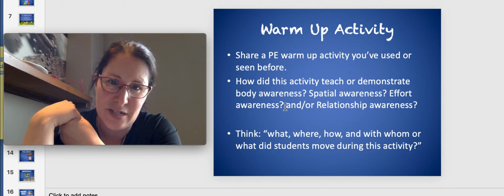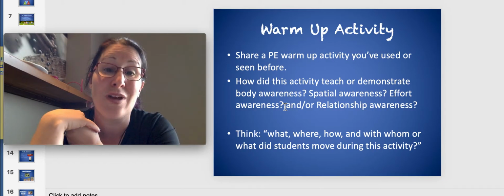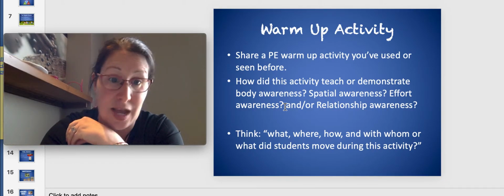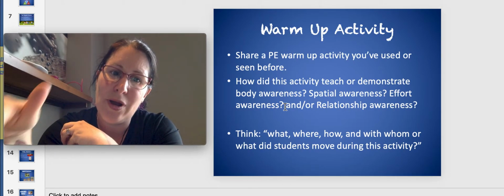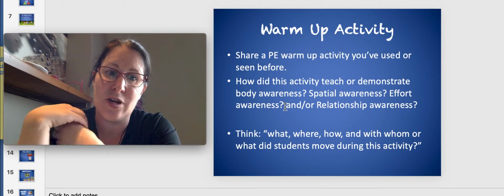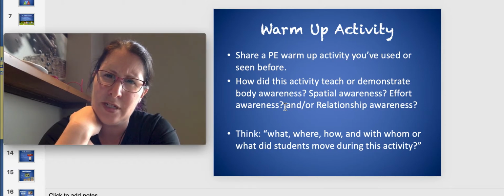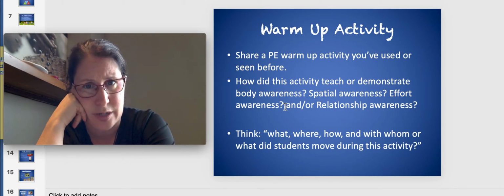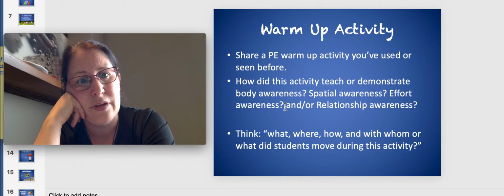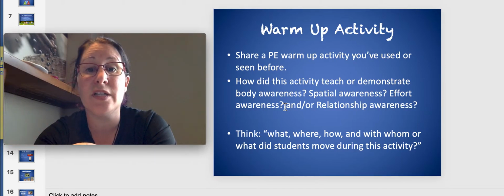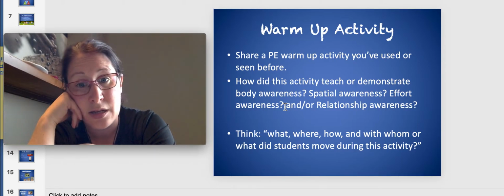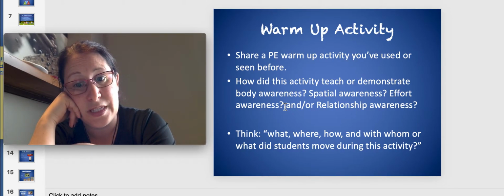Just a warm-up activity. Even if that warm-up activity is running laps, let's pull apart running laps. How did running laps teach or demonstrate body awareness? How does it teach or demonstrate spatial awareness? How does running laps demonstrate effort awareness and or relationship awareness? When you're talking about your warm-ups in your small groups, think what, where, how, and with whom or what did the students move during this activity.